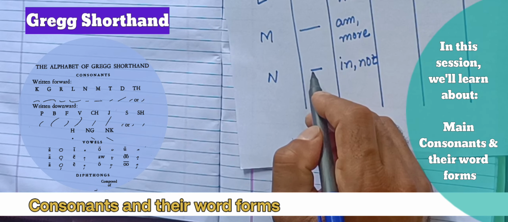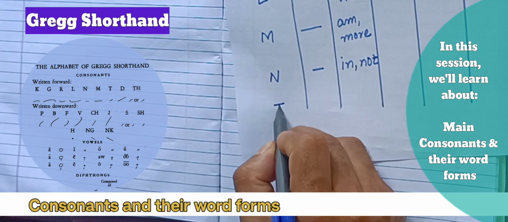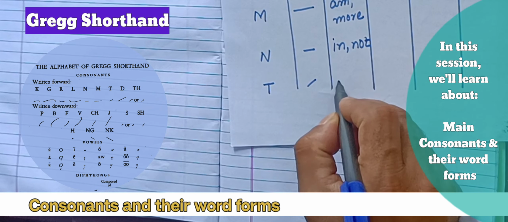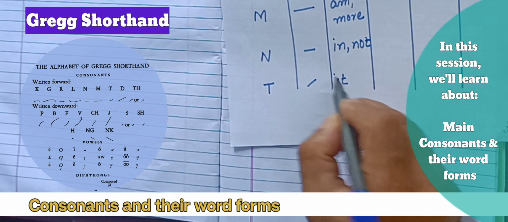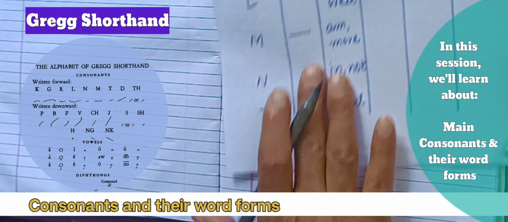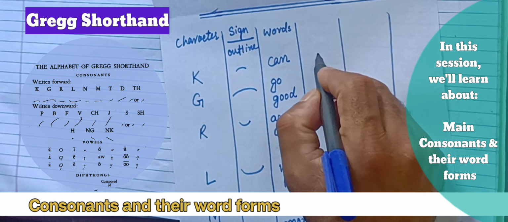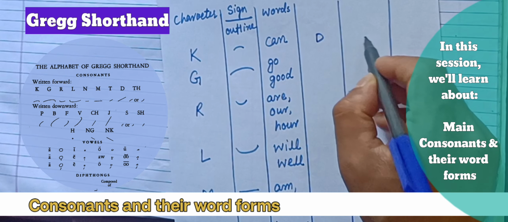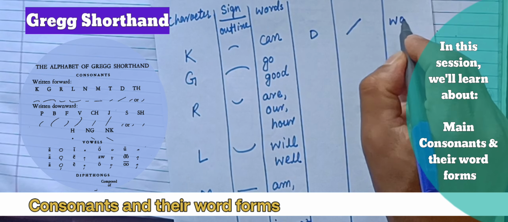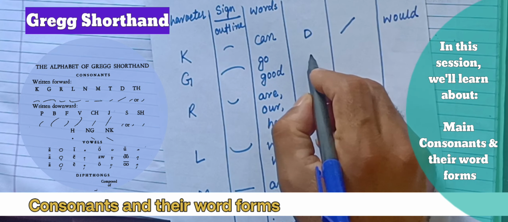N sound. In the same way we have T. How do we write T? T. What does this mean? This means it or at. 2 meanings again. Now going forward we have D. How do we write D? Like this. And what does this mean? This means would.